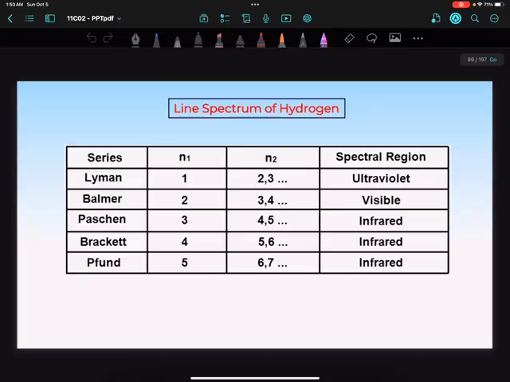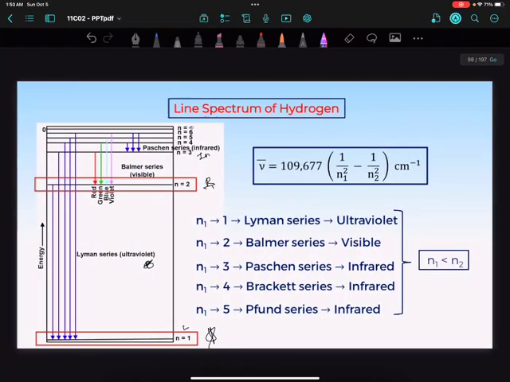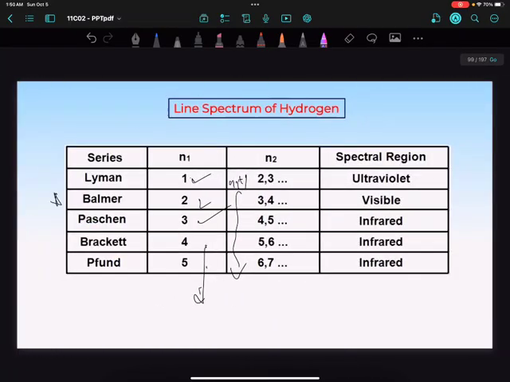For the line spectrum they have given n1 and n2 values. The n1 for Lyman will be 1, n1 for Balmer will be 2, n1 for Paschen will be 3, and so on, and n2 will be n1 plus 1. One thing to note is that the Balmer region is the only visible ray. This is asked as an MCQ.